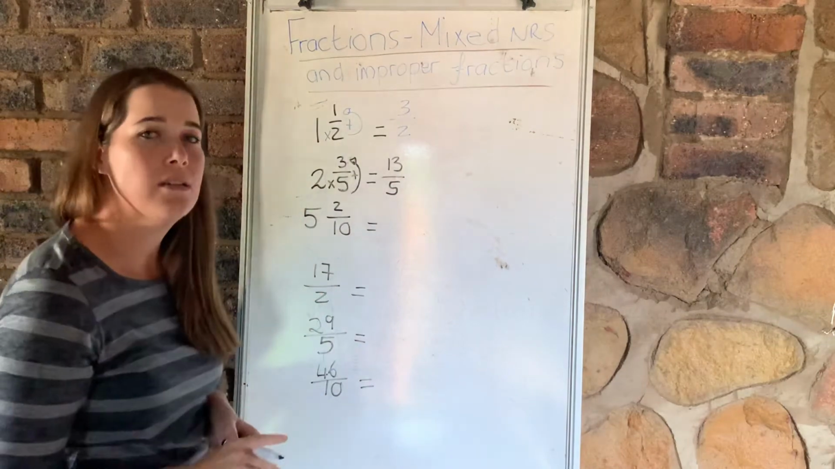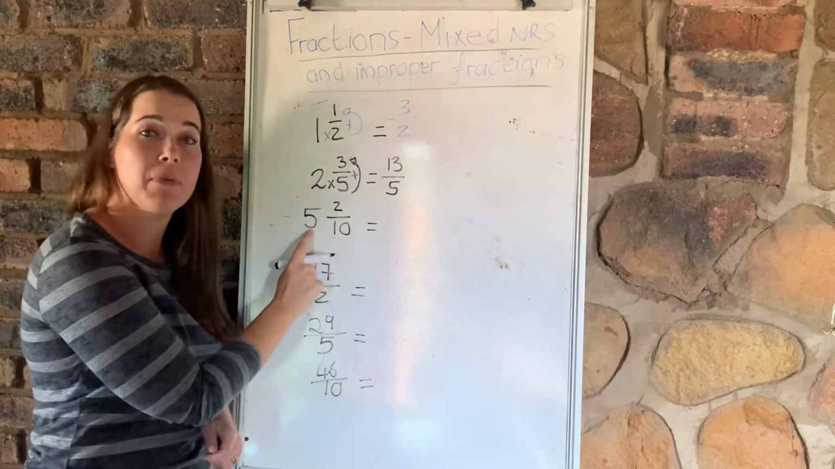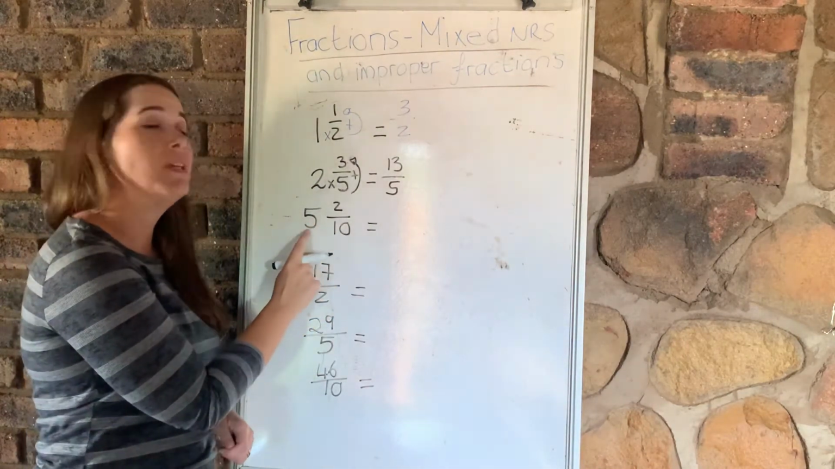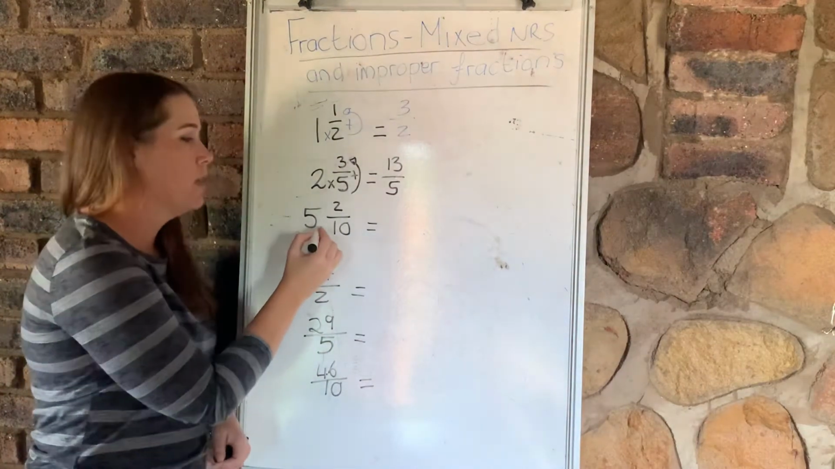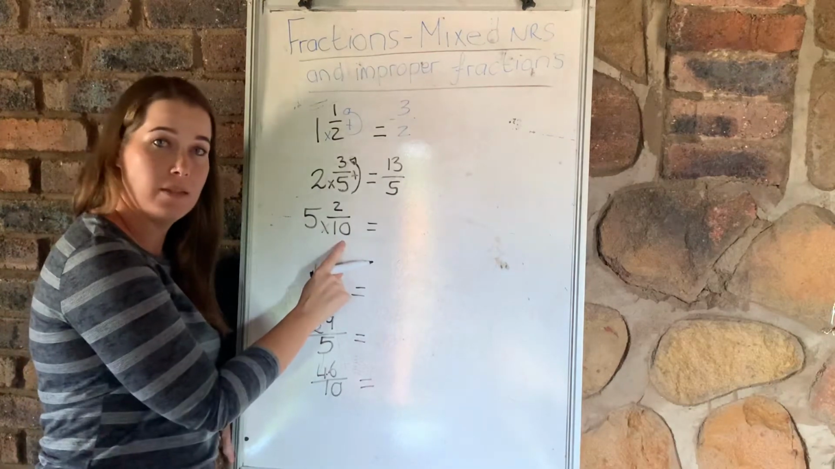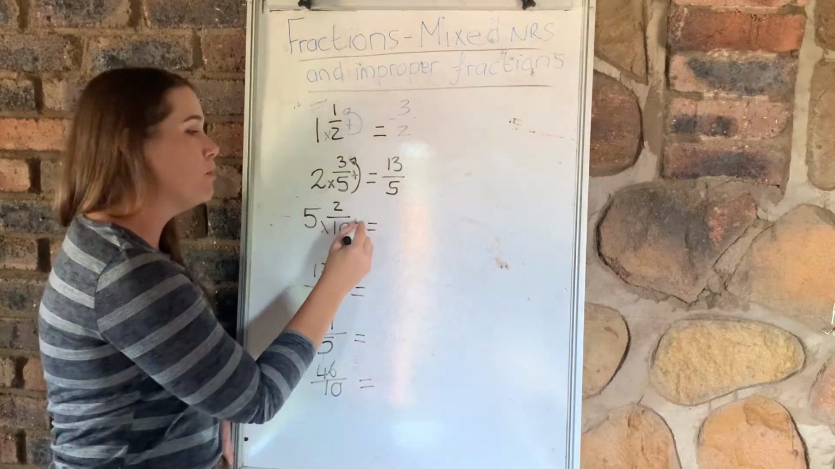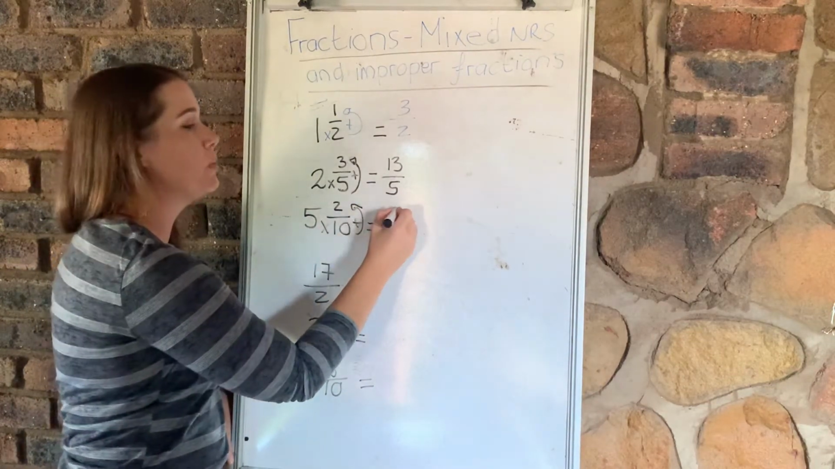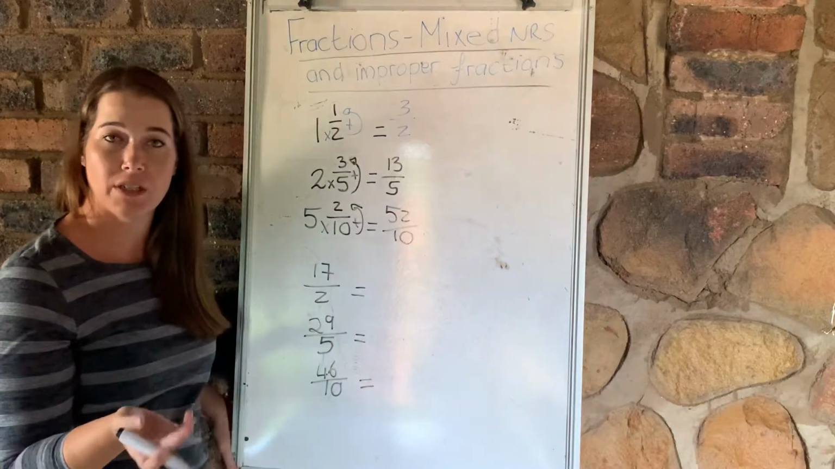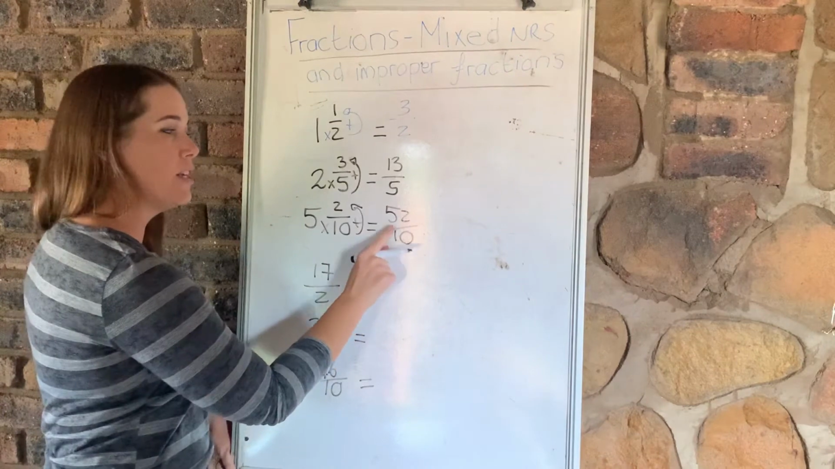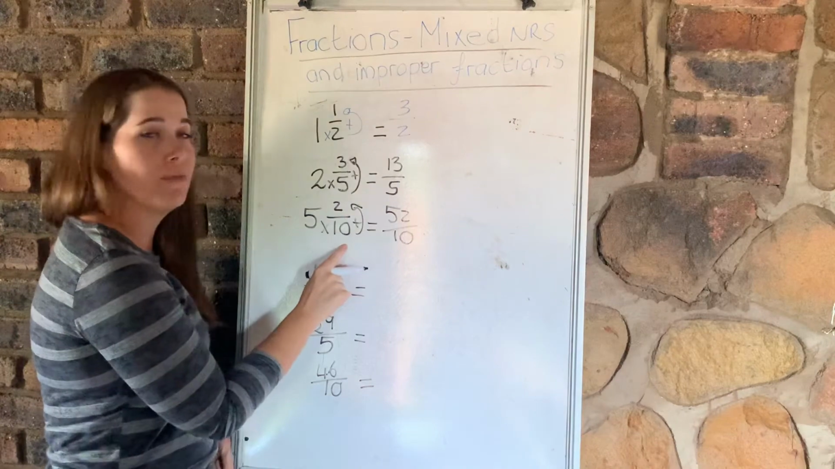Let's look at the next one. Remember, a mixed number has a whole number and a fraction. To change a mixed number to an improper fraction, we take the whole number times the denominator. So 5 times 10 is 50, and you plus the top number. So that will be 52 over 10. To prove that it is correct, how many times does 10 go into 52? 5 times, and there's a remainder of 2 over 10.